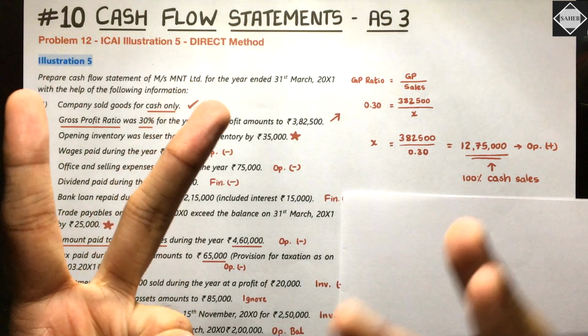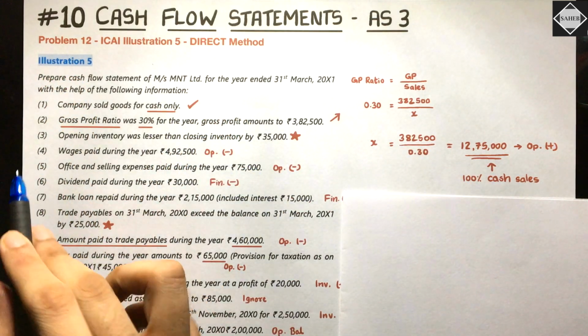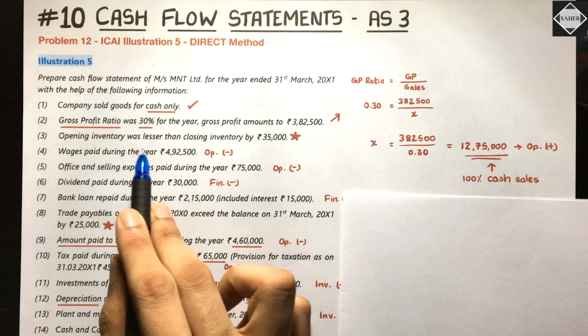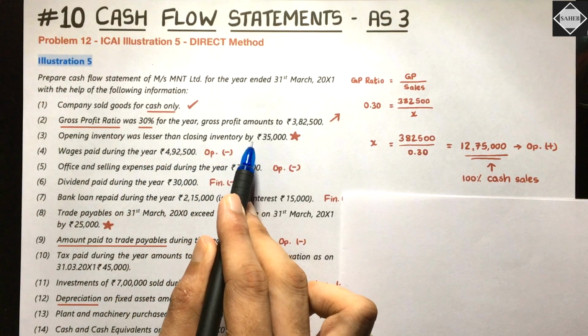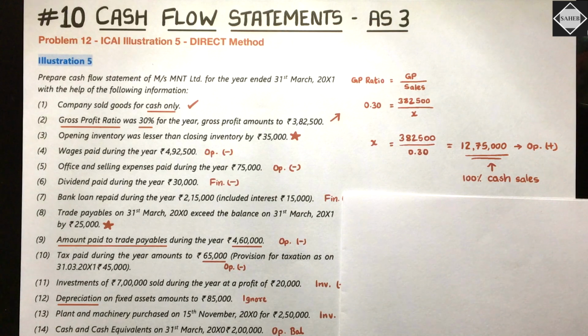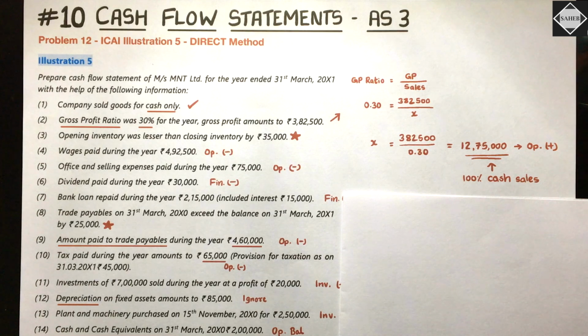Fine. So we have got the sales. The second thing is regarding purchases, right? So let's just see whether we have purchases over here. See the third point, opening inventory was lesser than closing inventory by 35,000. Okay, they're talking about inventory. Why are they talking about inventory? It is related with purchases. Right now, we are not clear about it. We'll just star mark it and we'll go forward. We will consider the next points.